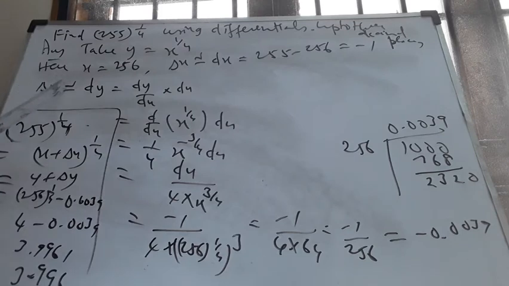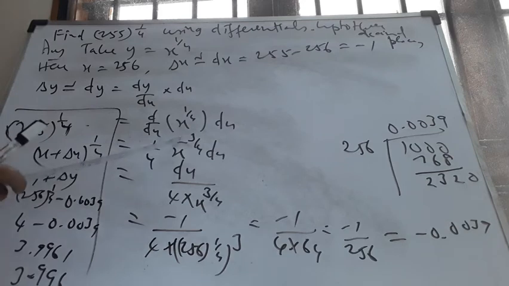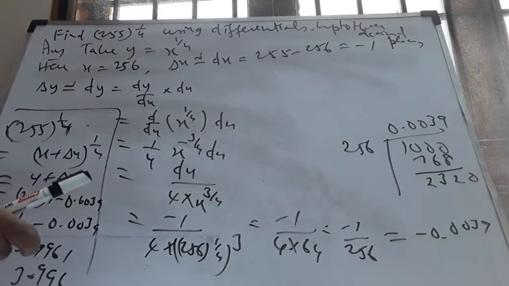Delta y is approximately equal to dy. This symbol is called approximately equal to. dy is equal to dy by dx into dx, which is d by dx of x to the power 1 by 4 into dx. That is 1 by 4 x to the power minus 3 by 4 into dx, which is dx by 4 into x to the power 3 by 4. So, minus 1 by 4 into 256 to the power 3 by 4.